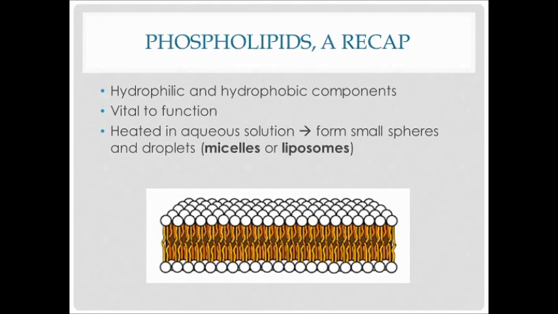Once phospholipids are heated in an aqueous solution, they form small spheres and droplets, known as micelles and liposomes. So we talked a little bit about micelles last week. Micelles are these spheres of phospholipids that are formed. The phospholipids that form the spheres in micelles are just a single layer, whereas liposomes, those are the droplets, they form a bilayer sphere.